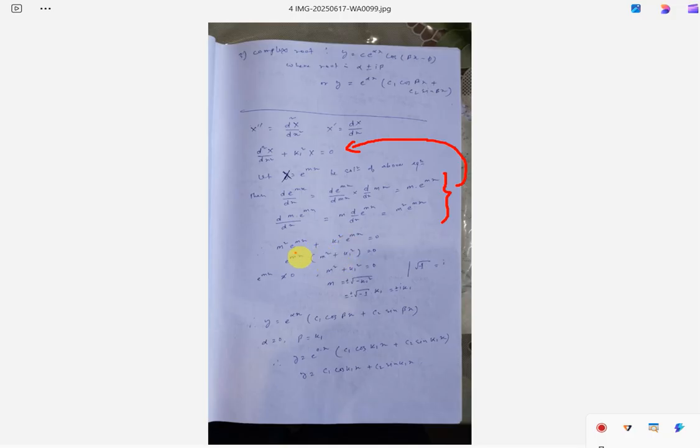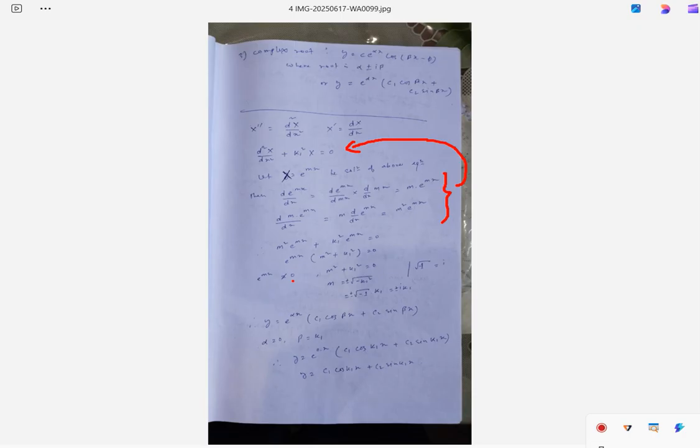We will get one quadratic equation, m square e to the power mx plus k1 square e to the power mx is equal to 0. There is no first order term. Now we can take the common e to the power mx out, and it will be e to the power mx times m square plus k1 square, equal to 0. If e to the power mx is equal to 0, then that is a trivial zero. We are not interested in a trivial zero. What we are interested in is when e to the power mx is not equal to 0.